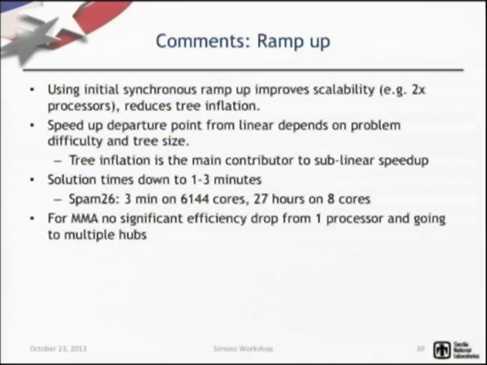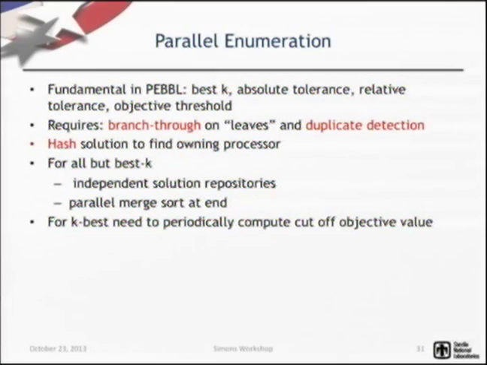Okay, so in particular, we mentioned that ramp-up was worth it, that we generally, for these problems, could get down to 1 to 3 minutes. There was no significant loss between 1 and 2 processors, so there's not a lot of parallel overhead going from the serial to the parallel core in this instance, and there's not a lot of overhead going from one hub to multiple hubs. The next set of experiments involve parallel enumeration.